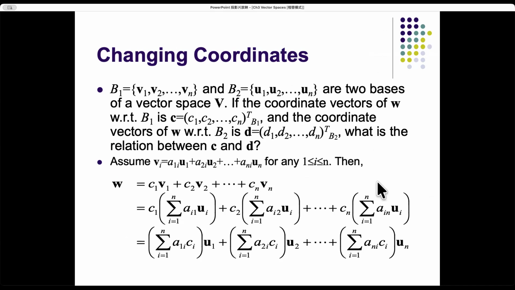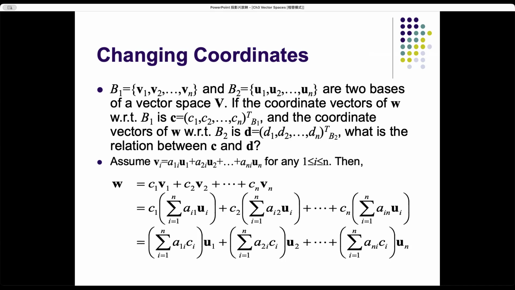And then, here is how we can change the coordinates for one vector from one basis to another one. Of course, when you change the basis, the coordinates will change as well. So how do we do that?